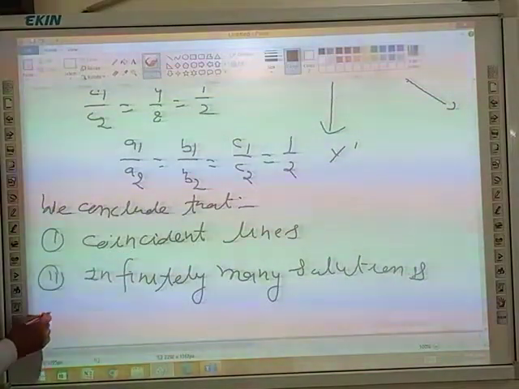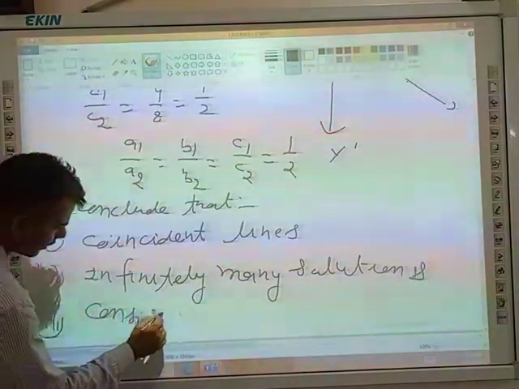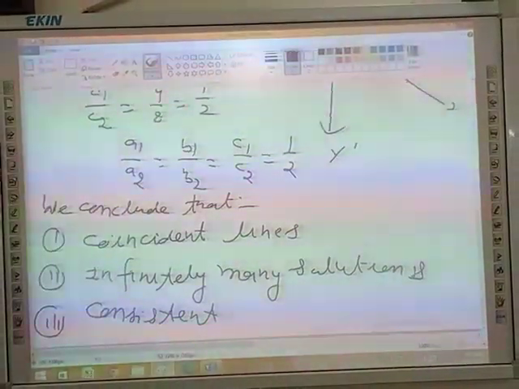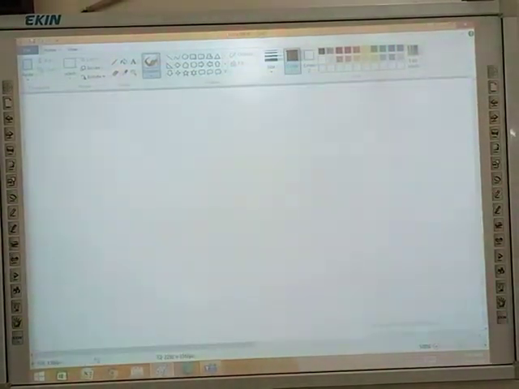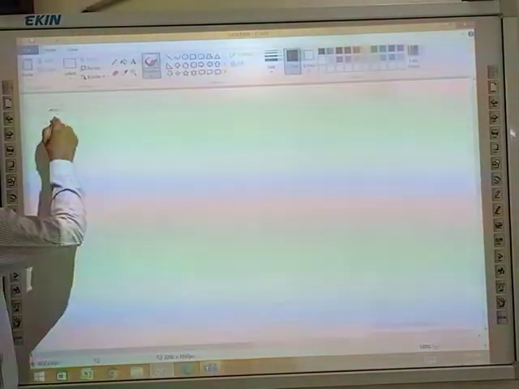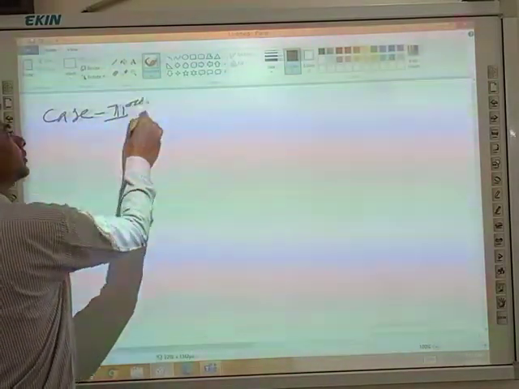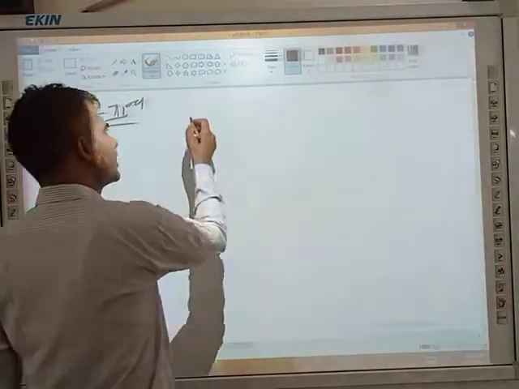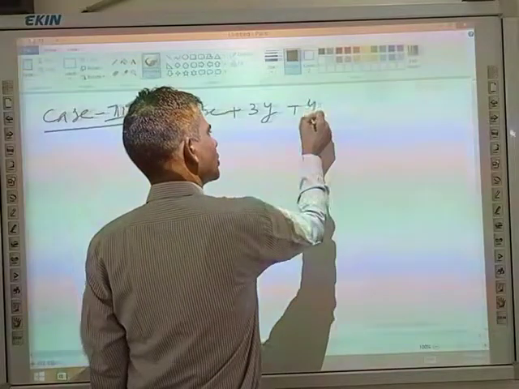Why is it consistent? Because it has infinitely many solutions. It will be consistent. Student, any doubt, any problems? Case third. Student, I am taking an example, that is 2x plus 3y plus 4 equal to 0.